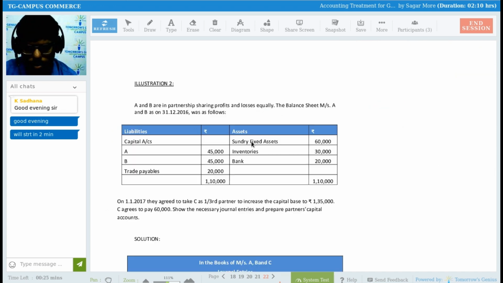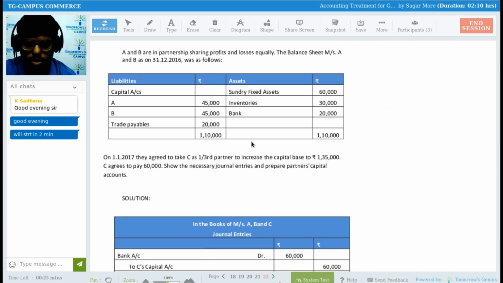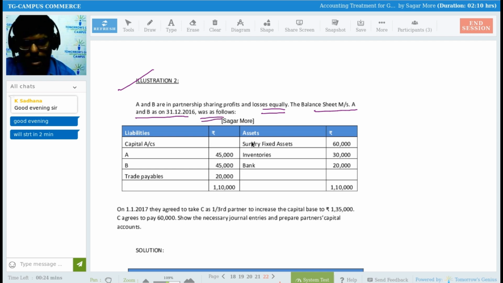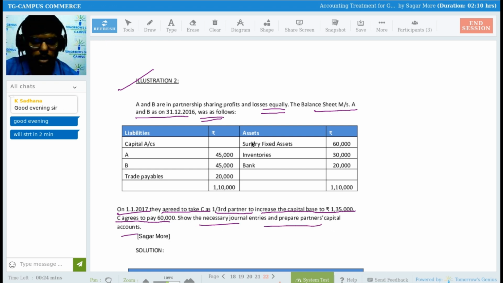Okay. So the final question, a series question. A and B are partners sharing the profits and losses equally. The balance sheet of Messrs. A and B as on 31st of December 2016 was as follows. Right? The balance sheet is given to me. On 1st of January 2017, they agreed to take C as a one-third partner to increase the capital base to rupees 1,35,000. C agrees to pay 60,000. Show the necessary journal entries and prepare the capital accounts.